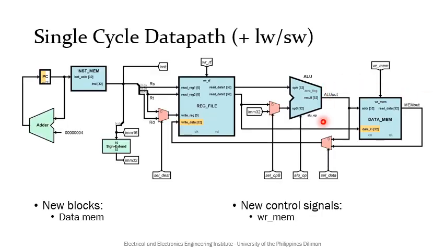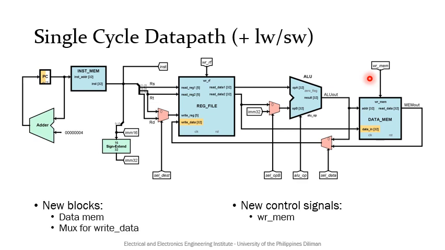Here, we add the data mem to our data path with the address coming from the ALU and data in coming from read data 2, as the source register for store words must be RT. We will also need a new control signal, write mem, to be asserted only when writing for store words.